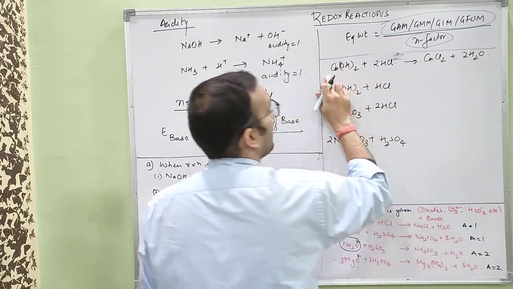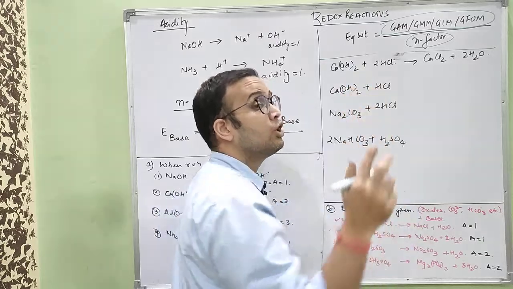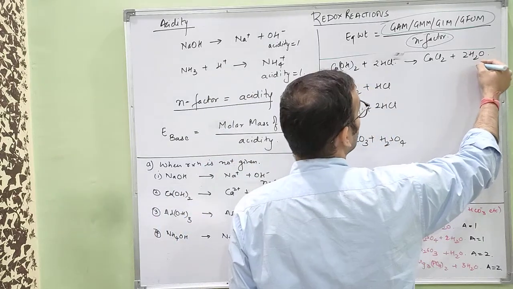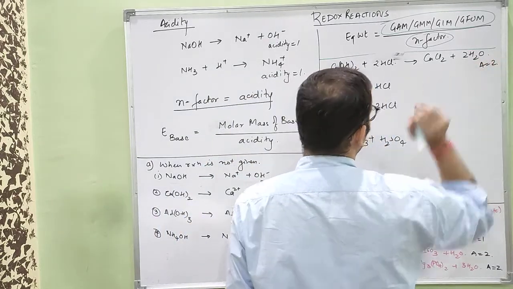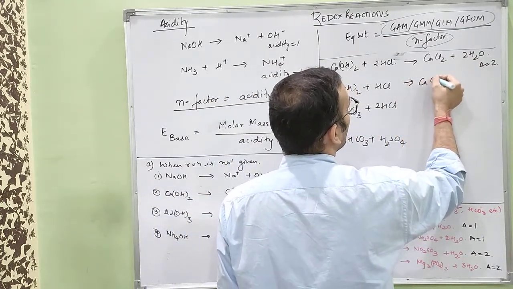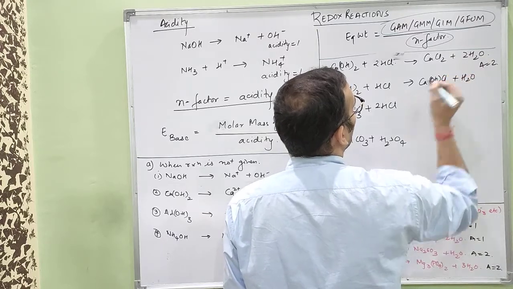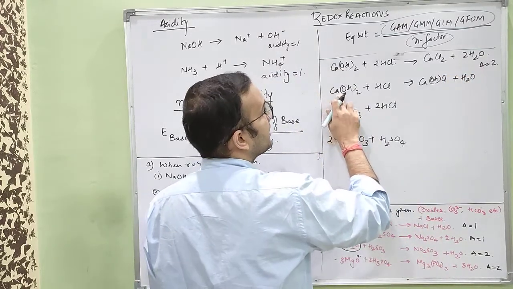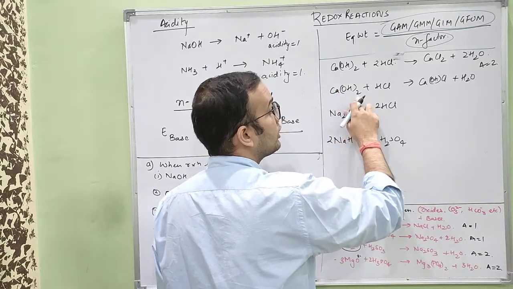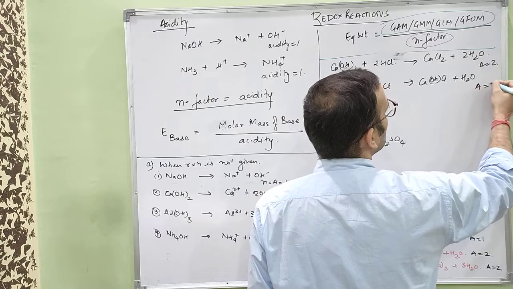We can say that every molecule of Ca(OH)2 gave 2 OH minus ions. That means A will be equals to 2 over here. Here you will see something different, which is CaOHCl plus H2O. Okay, so here this Ca(OH)2 molecule gave just 1 OH. That means A is equals to 2.